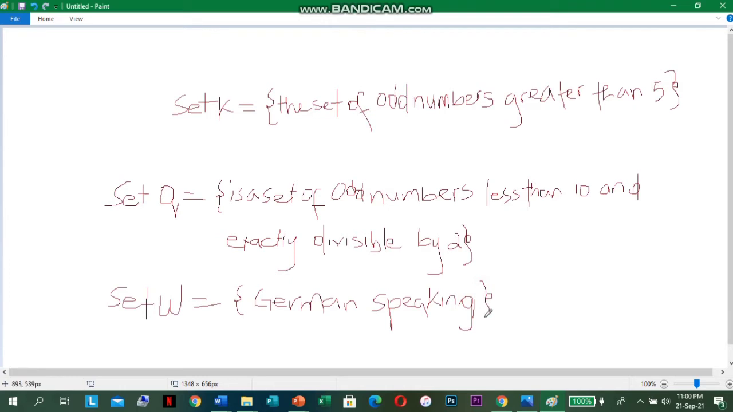So set W equals a set of German speaking Caribbean countries. I'm not going to write out a set of and all of that. Just put the German speaking in the bracket here. So I'm going to read out what the set is. Set W is a set of German speaking Caribbean countries. Is this a null set?